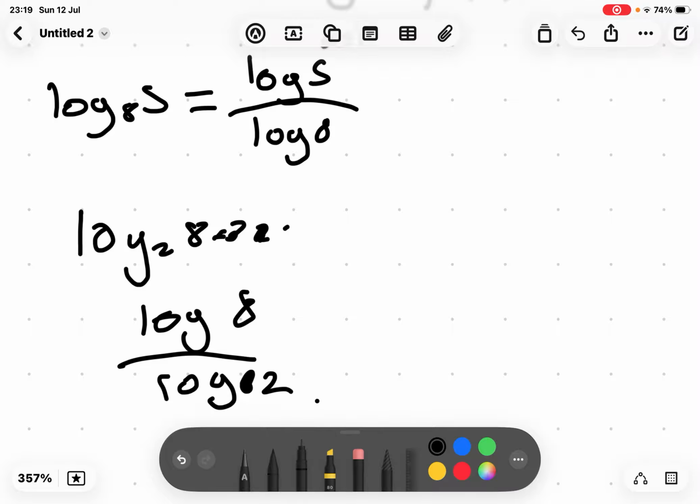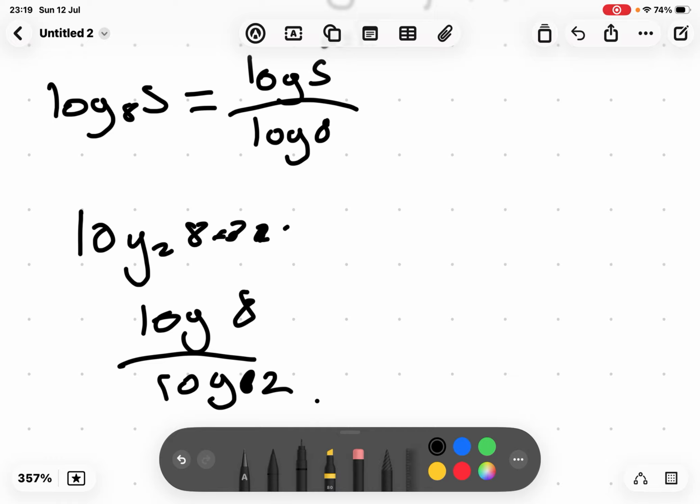So basically we kind of forget about the base, and how can I explain it? We basically use the two numbers. We only use the base and the argument. So the argument goes on the top, the base goes on the bottom.